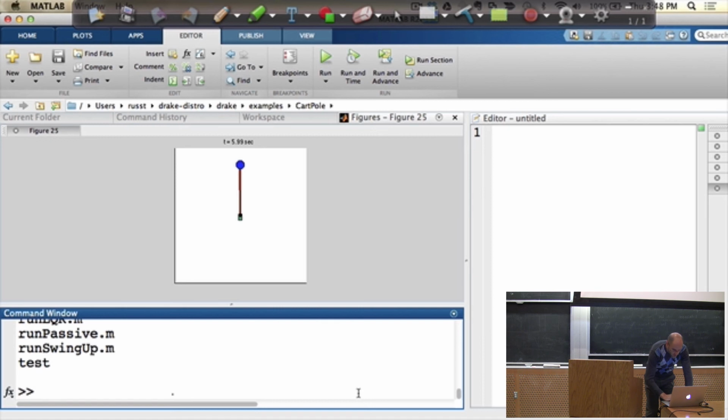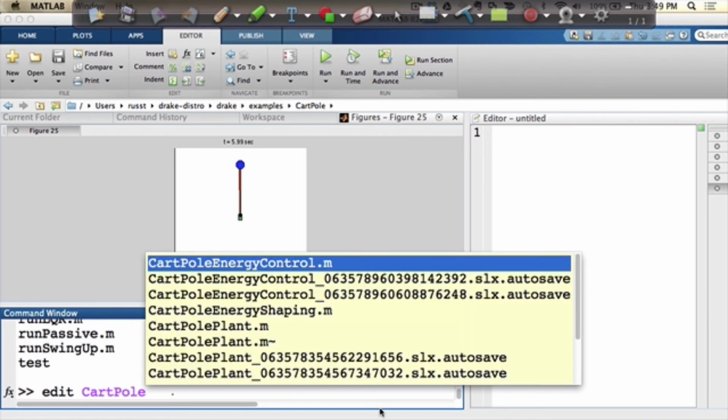As you can imagine, there's an equivalent story for the Acrobot, but we're going to let you do that for your problem set. So I'm showing you the cart-pole, but we'll let you do the rest.